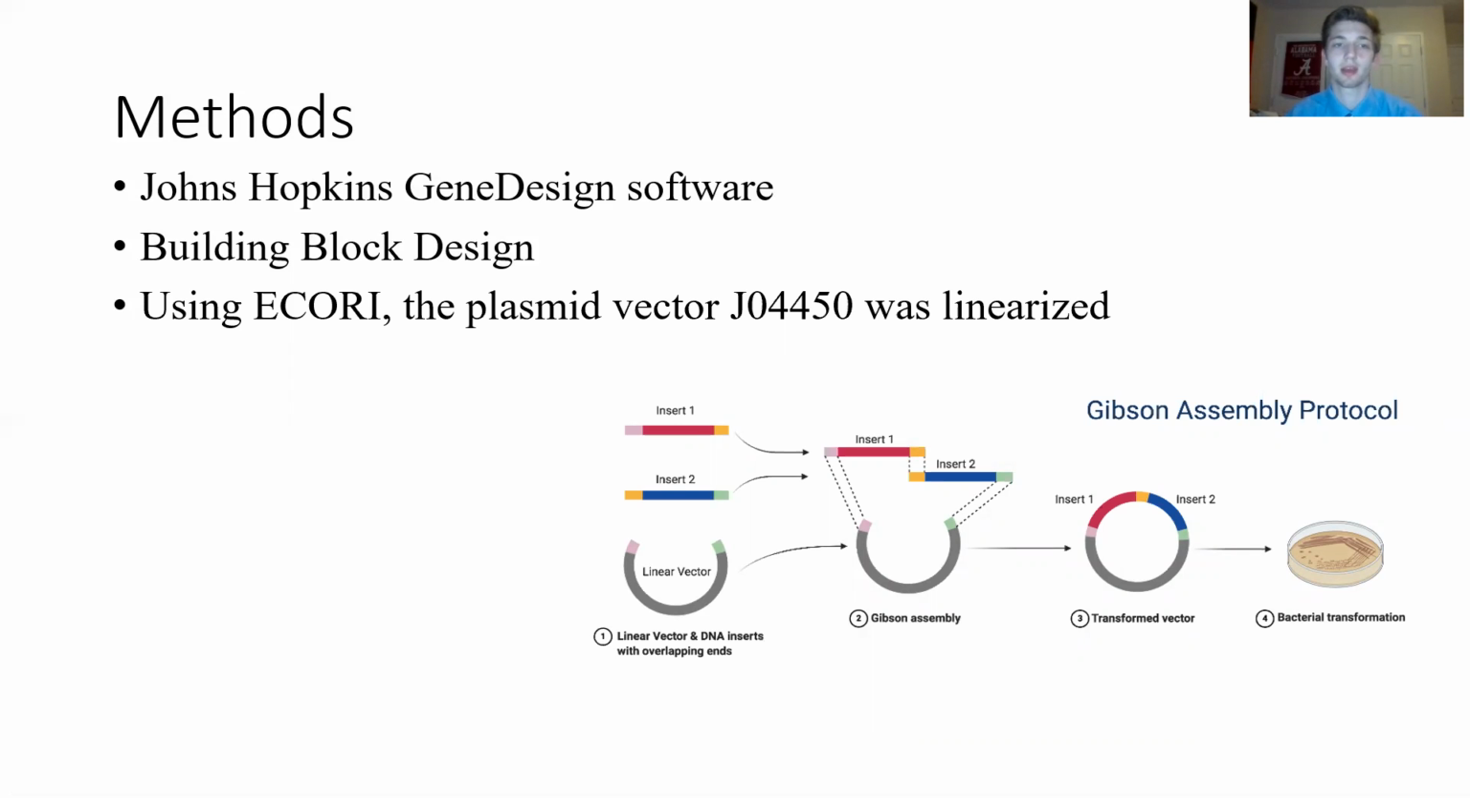Then using EcoR1, essentially like DNA scissors, it's a restriction enzyme, I cut open the plasmid vector, JO4450, and I just inserted that building block that I designed. And then I inserted it into bacteria, and this is a method called Gibson assembly.